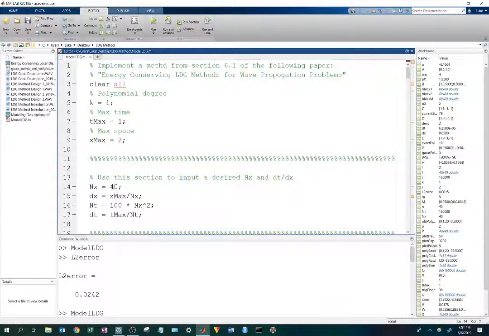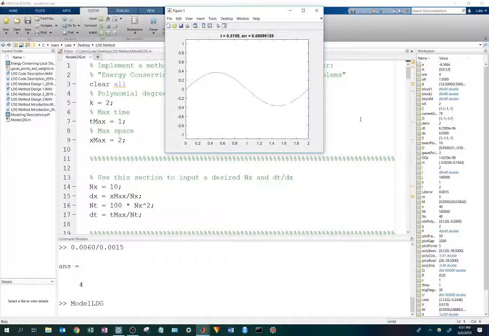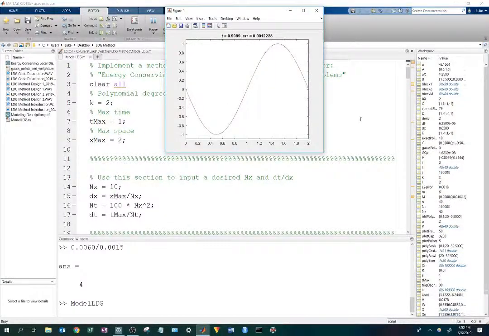And finally, just so that you can see this, if we go up to k equals 2 and nx equals 10, this is super accurate. Look, you can hardly see a difference between these. And then you can look at the L2 error on the side here. It's like 0.0012. So it's very small.